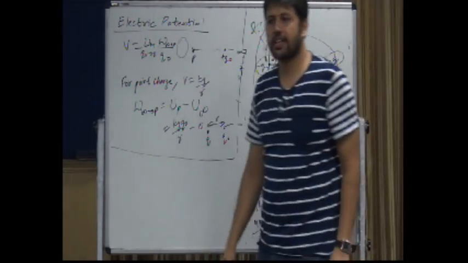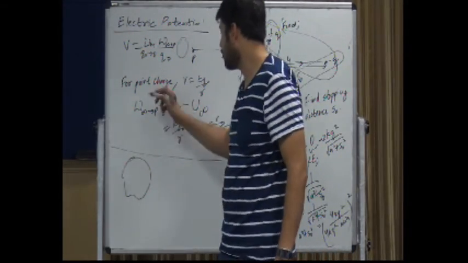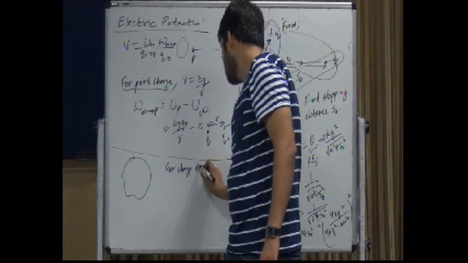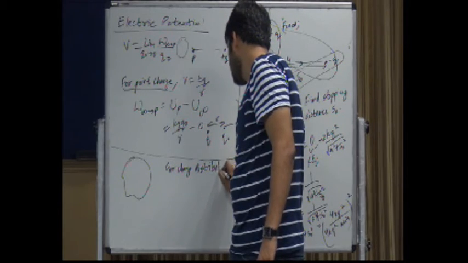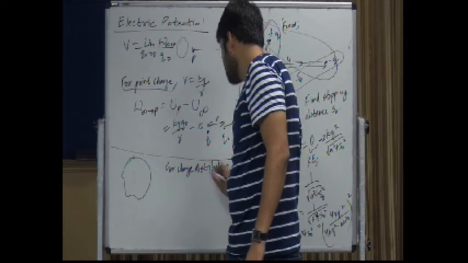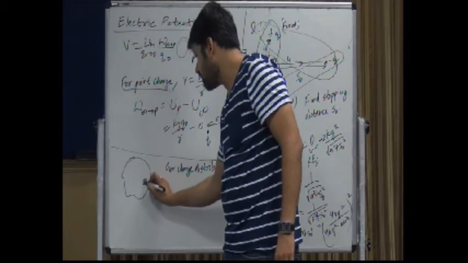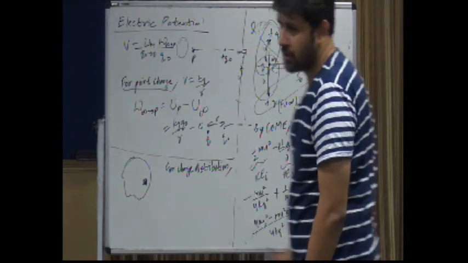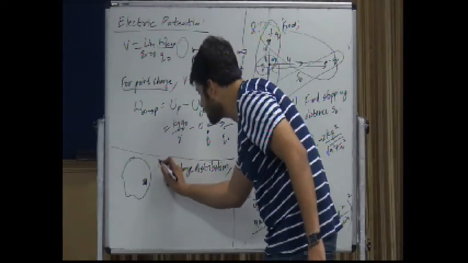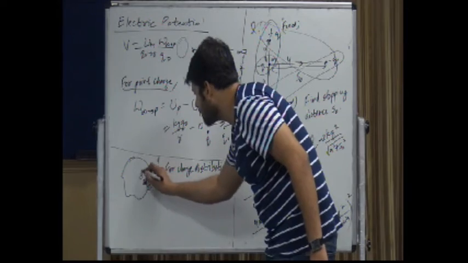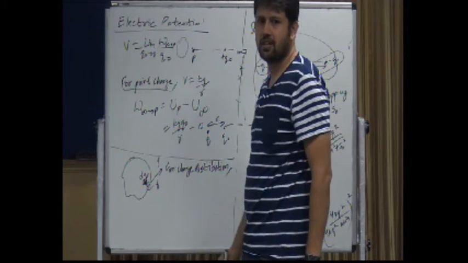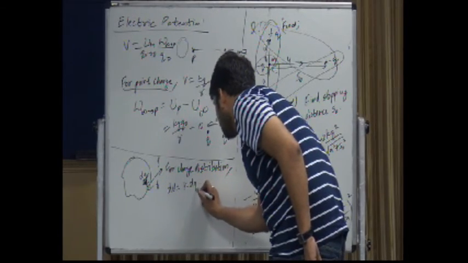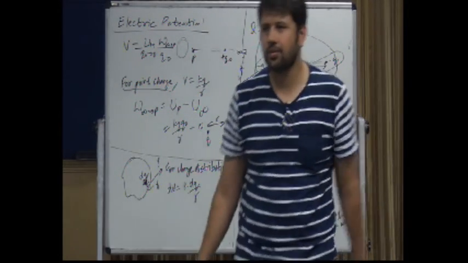Now, when there is a charge distribution, this is for point charge. For charge distribution, what do we do? We find a small charge. Take a small charge dq. We try to find, this is the point P, the distance is r, this is dq. We try to find the potential due to this small charge. The potential due to this small charge would be this, and what we do is integrate.